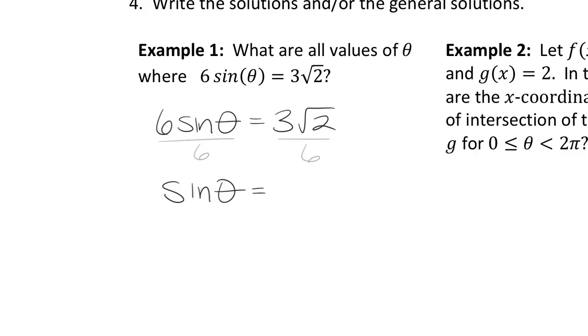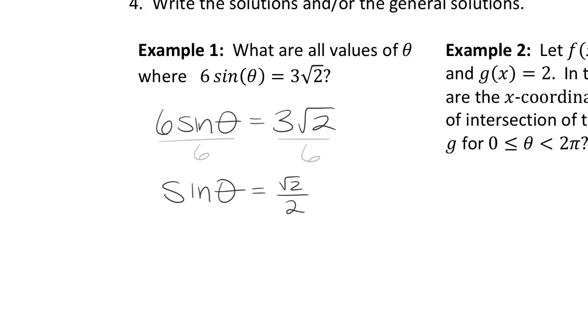And I just need to simplify 3 square root 2 over 6. Ignore the square root 2 for a second. If this just says 3 over 6, what does that reduce to? 1/2. The 2 is in the denominator. So this becomes square root 2 over 2. Our spidey senses should be going off, right? What are the values of theta? What angles give me square root 2 over 2 for sine?